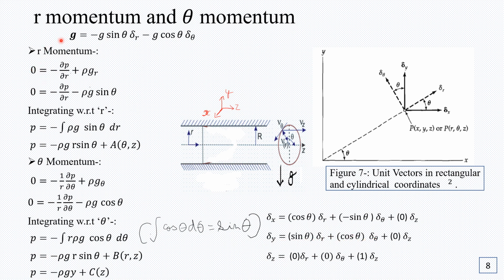Since our gravity is present in the minus y direction, we have to use this del y component of the Cartesian system, and we have to find its corresponding cylindrical coordinate expression. So the value of g becomes minus g sine theta, which is a component in r direction, that is g r, multiplied by del r, the unit vector in r direction, minus g cos theta, which is the component g theta present in theta direction, multiplied by del theta, which is the unit vector in theta direction.